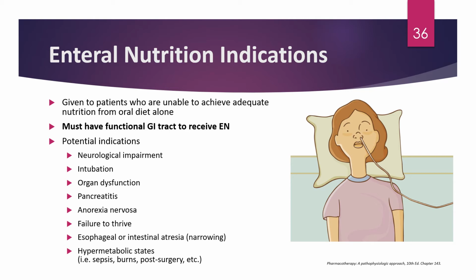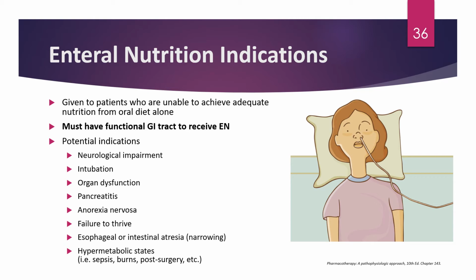So some potential indications that we previously mentioned: neurological impairment, so if they're not with it to where they can actually have a meal on their own; intubation, because we can actually descend that tube parallel to the endotracheal tube and to the gut. Other types of organ dysfunction: pancreatitis, anorexia, failure to thrive, which is basically a state where a patient doesn't have the willpower or is unable to eat on their own. They might not be able to do their normal activities of daily living on their own. That's more or less what failure to thrive means. You have a narrowing of the esophagus or the intestines, also known as esophageal or intestinal atresia.